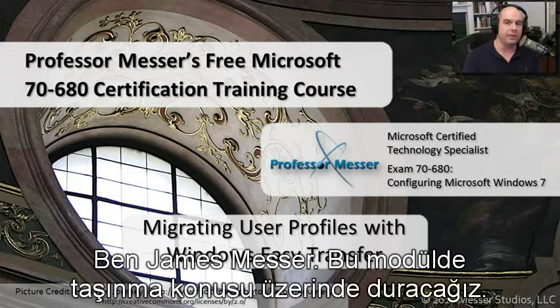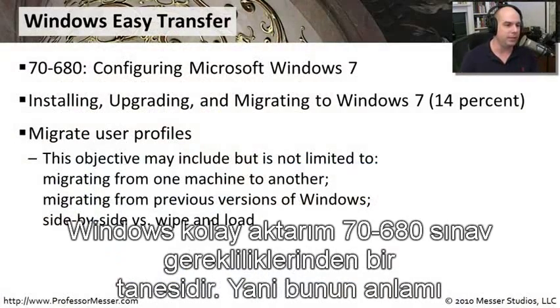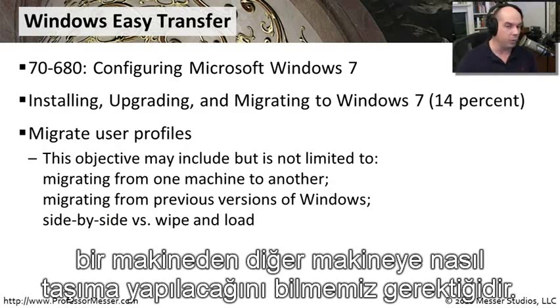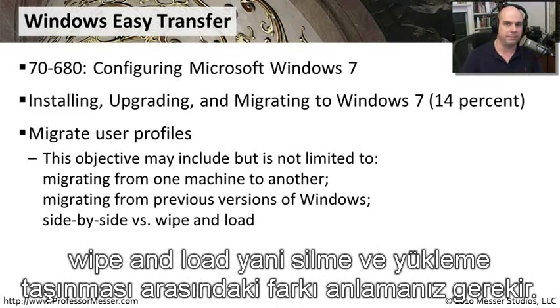I'm James Messer, and in this module we're going to look at doing some migrations. We're going to migrate, specifically using Windows Easy Transfer. Windows Easy Transfer is one of the requirements from the 7680 exam objectives, and this objective means that we need to know how to migrate from one machine to another, migrate from previous versions of Windows, and we need to understand the difference between a side-by-side migration and a wipe and load migration.